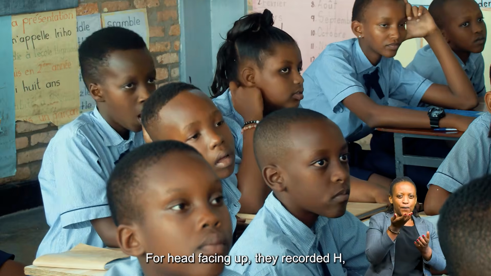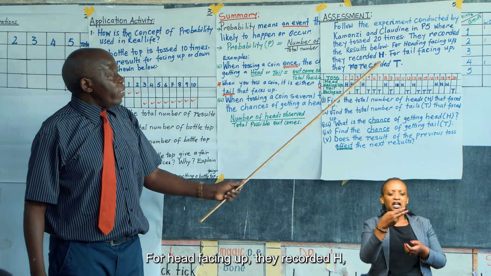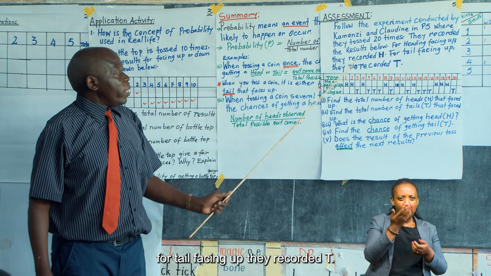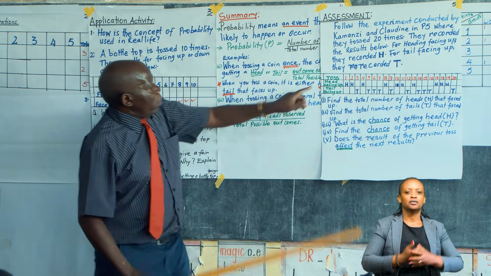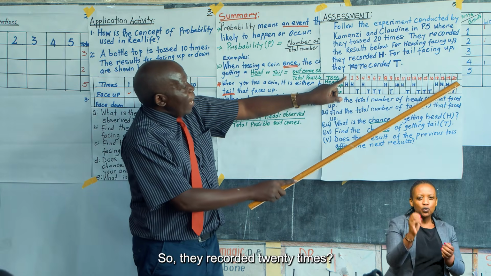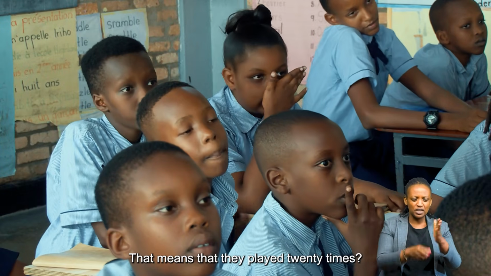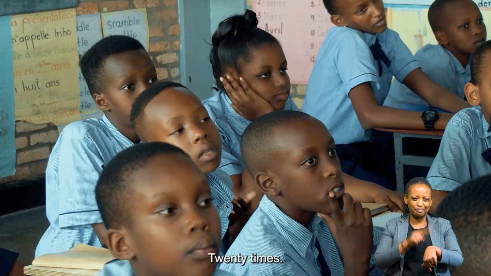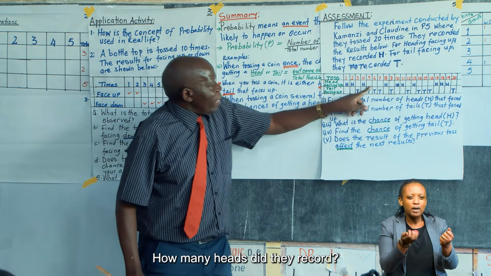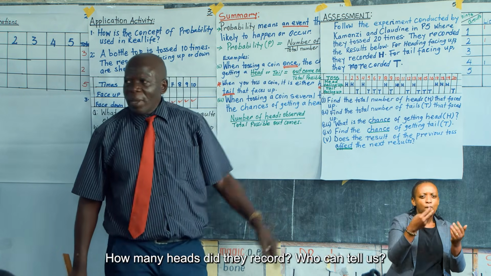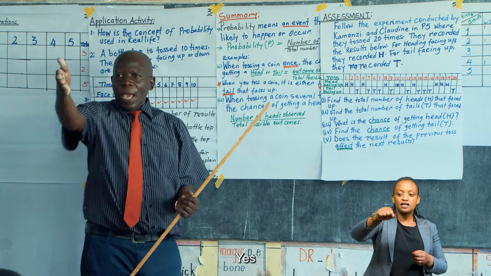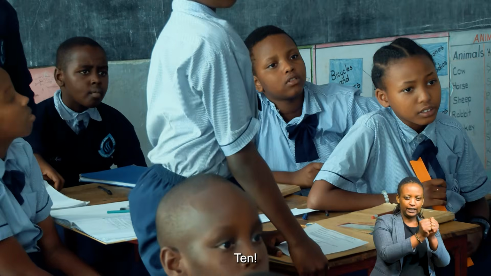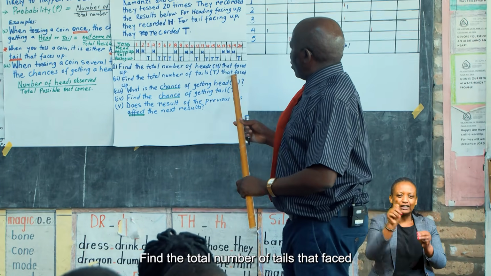For heads facing up, they recorded the H. For tails facing up, they recorded the T. Are we together? Yes. So they recorded 20 times. That means that they played it 20 times. How many heads did they record? Who can tell us? Yes? 10. Find the total number of tails that faced up.